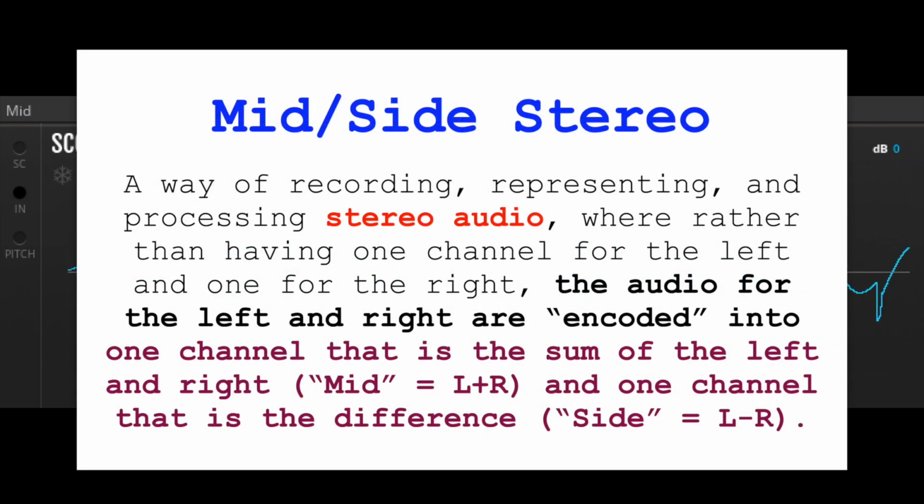So for a definition, mid-side stereo is a way of recording, representing, and processing stereo audio where, rather than having one channel for the left and one for the right, the audio for the left and right are encoded into two channels, one channel that's the sum of the left and the right, and one channel that's the difference. This sum of the left and right is called the mid, and we call the difference the side.